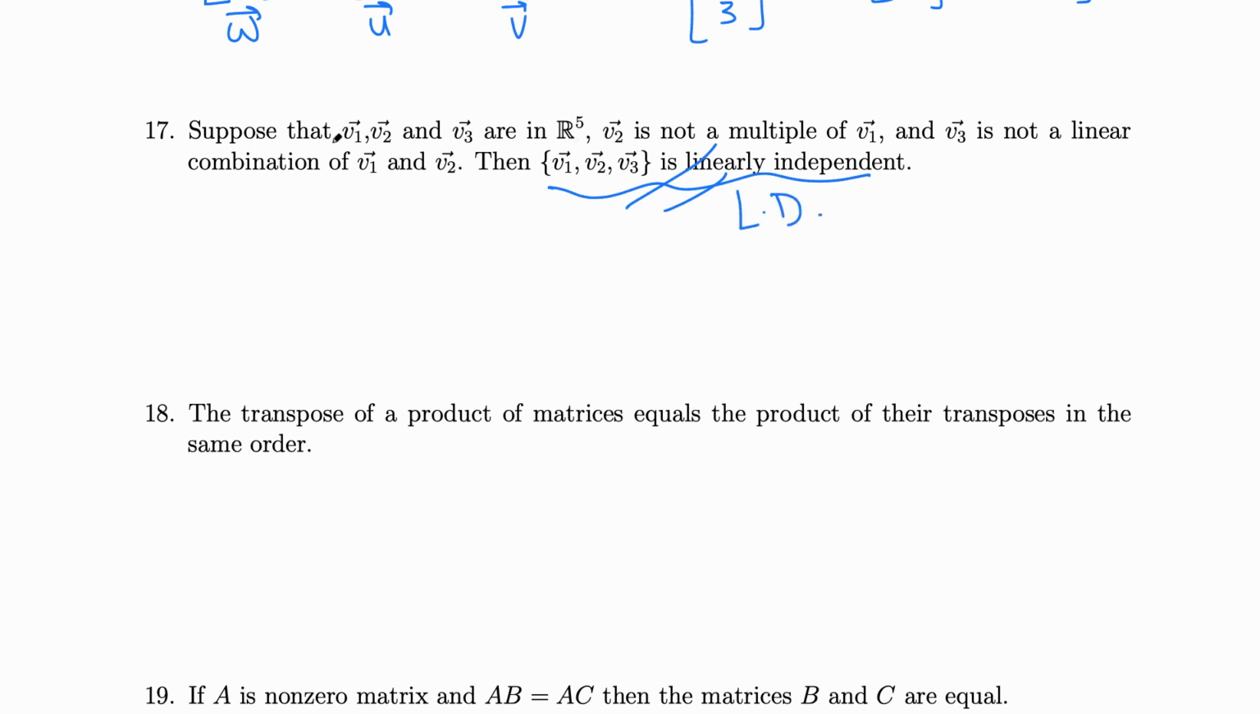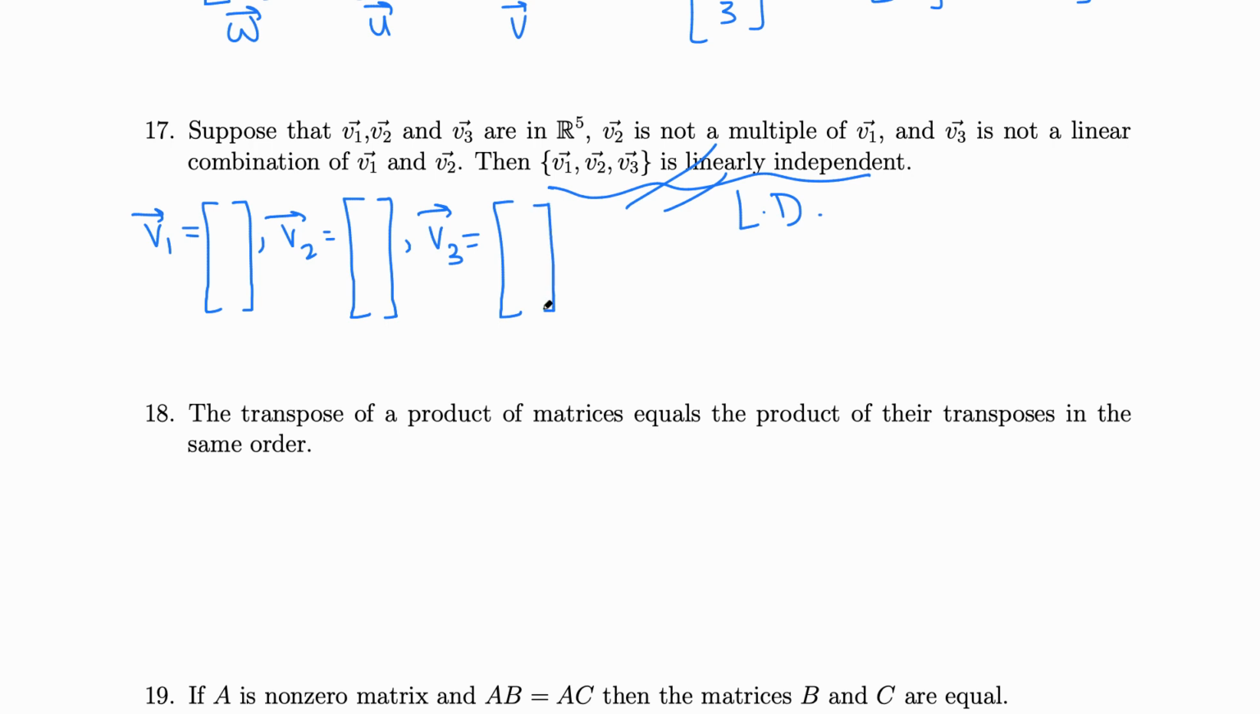So let's write down V1, V2 and V3 with these properties. V2 is not a multiple of V1. Since these are in R5, we have 5 components in each. Pretty much the whole idea is, if one of the vectors is the zero vector, then we always get linearly dependent, right? So we can say V1 is 0, 0, 0, then we can have V2 like 1, 1, 1.